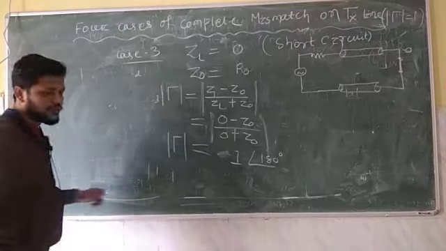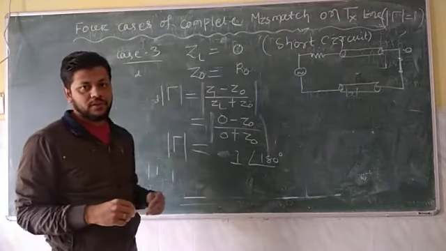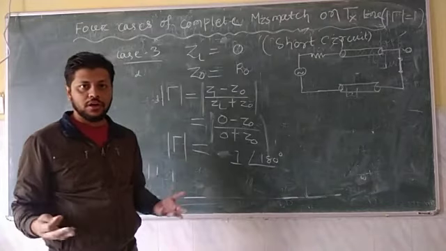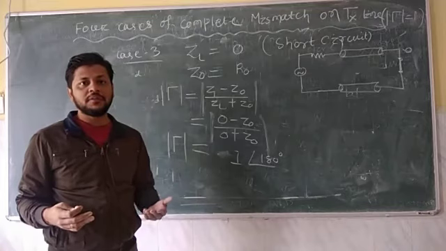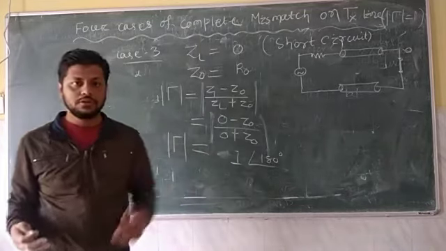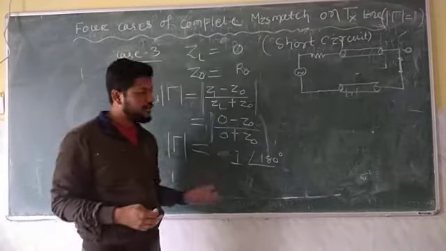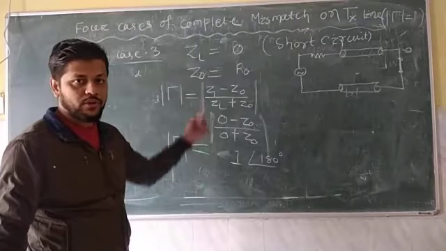So when transmission line is short circuited at load end, 100% reflection will occur, but the nature of the reflected wave is 180 degree phase shifted, that is inverted to your source signal. So this is the condition for your complete mismatch. This is the nature of the load when short circuit.